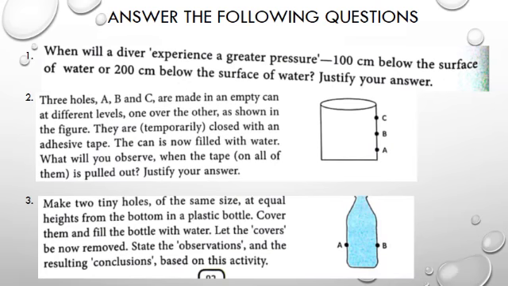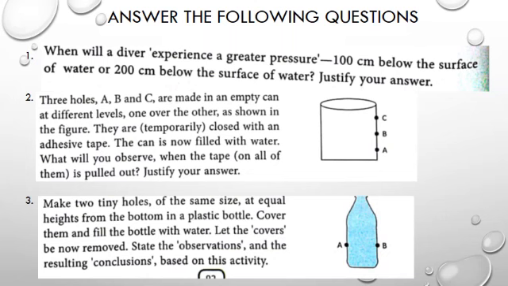Now in the second question, look at the picture. Three holes A, B and C are made in an empty can at different levels, one over the other, as shown in the figure. They are temporarily closed with an adhesive tape. The can is now filled with water. What will you observe when the tape on all of them is pulled out? Justify your answer.